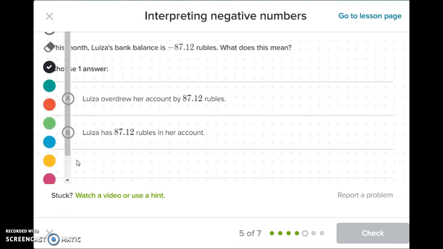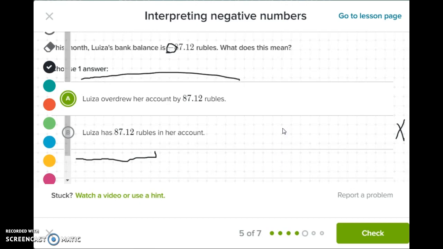So we know that this cannot be true. Well, this cannot be true because it's a negative number. And when we're talking about amounts, negatives never mean that things are there. That means things need to be given. So we know that she has debt because she overdrew and now she needs to pay it back. So we know A is the correct answer.